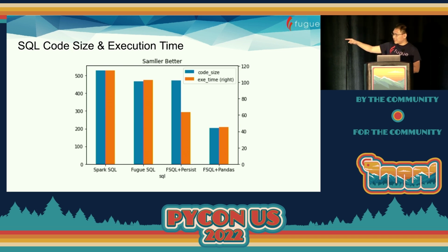But the final winner is the last one, where we combine the Python logic with the SQL. It has the least code, but it has the best performance. I'm not saying this is always the case, but at least it should be easily available to every developer to try and figure out which way is best for you, right? And here, Fugue SQL finds a way to get the best part of Python and the best part of SQL together in a very organic way.